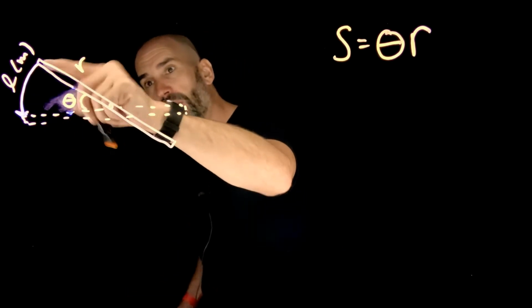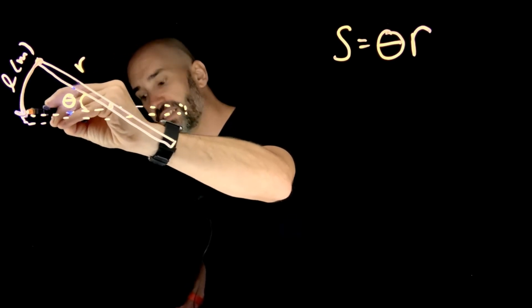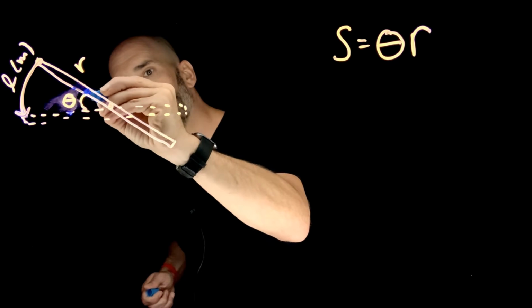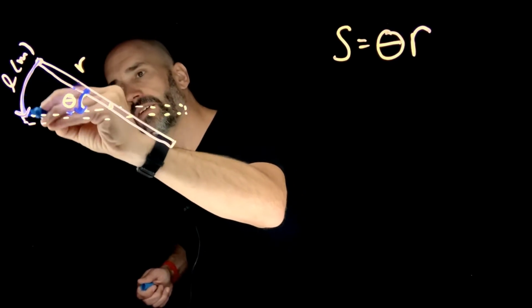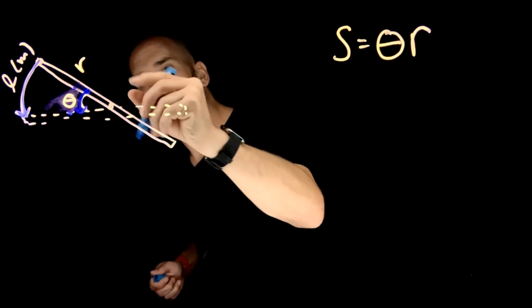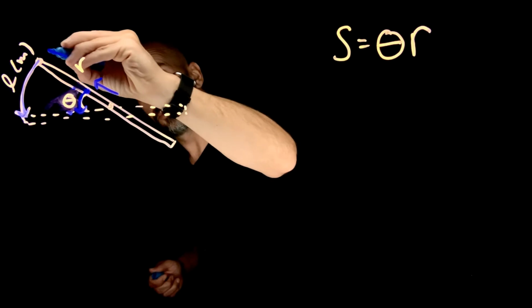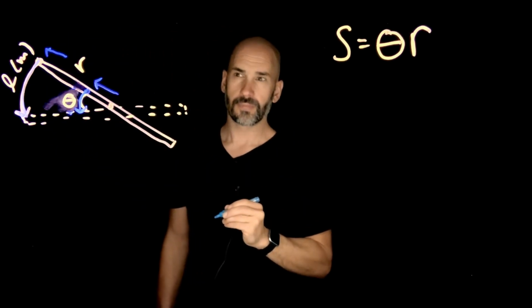So this point here is going to move through much greater distance than this point here, let's say, right? This arc length is obviously much less than this. So the bigger the r, the farther you are out from the axis of rotation, the more distance you're actually moving through. Okay?